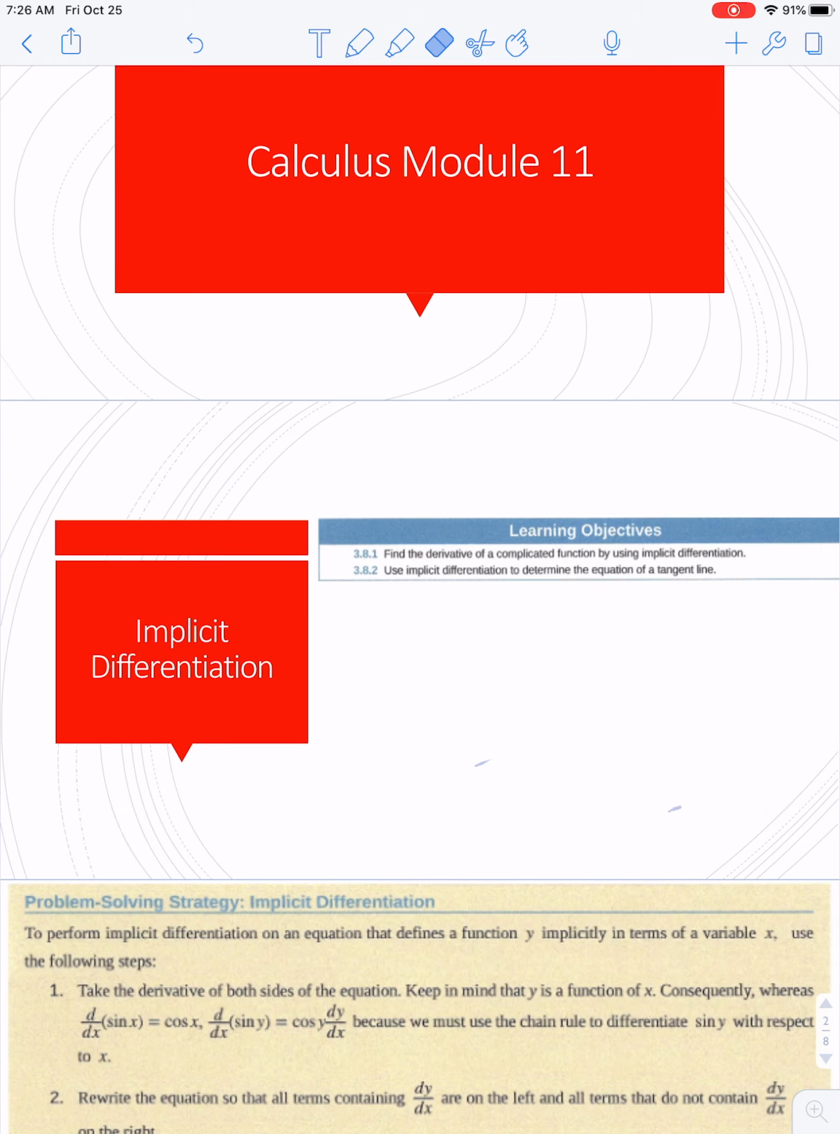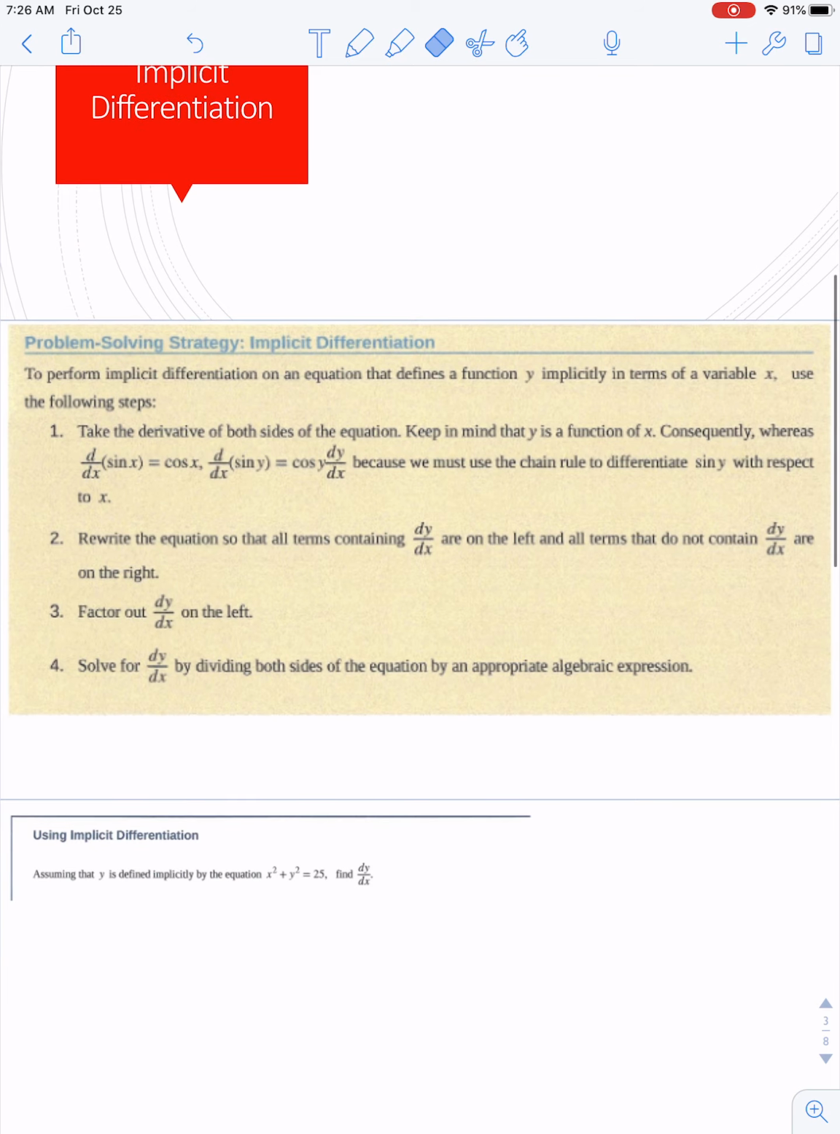All right, so here you'll find just some strategies that you can utilize with implicit differentiation. The basic idea is that you take the derivative of both sides and then rewrite the equation and isolate dy/dx. So you want everything with dy/dx on one side and everything that does not have a dy/dx on the other side. And then if necessary, you'll factor out a dy/dx, and then we will solve for it. So it's easier to see utilizing examples.